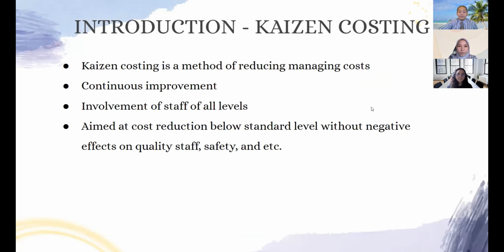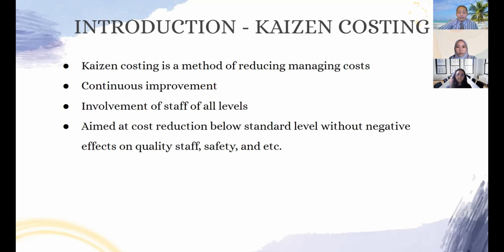First, I would like to introduce what Kaizen costing is. Kaizen costing is a cost-cutting approach for controlling costs. Continuous improvement costing is another name for it. The strategy is designed to reduce costs below industry standards while maintaining quality, staffing, and safety. The concept is comparable to target costing, which involves managers attempting to achieve a goal with fewer resources.